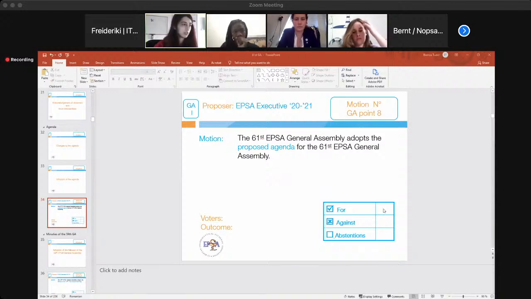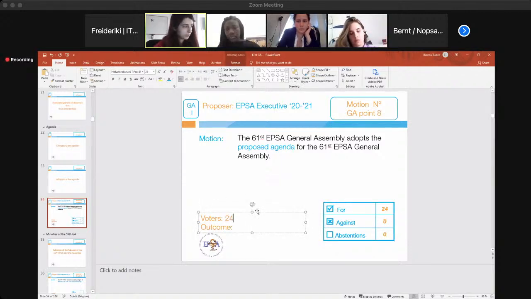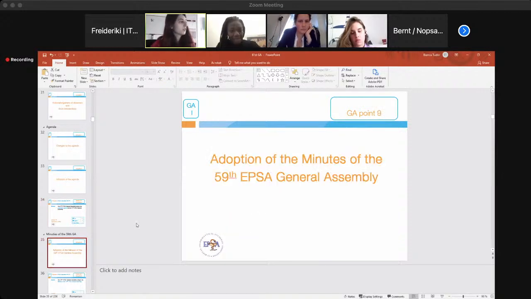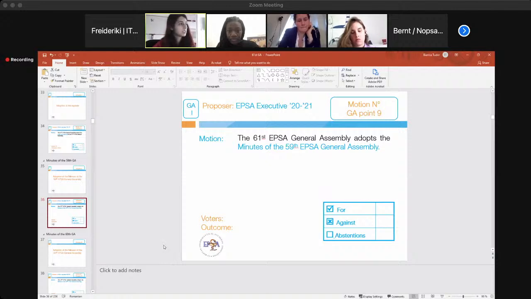Thank you. We have 24 votes for, none against, no abstention. Motion was carried. Now we can move on to the next point on the agenda, adoption of the minutes of the 59th EPSA General Assembly. The 61st EPSA General Assembly adopts the minutes of the 59th EPSA General Assembly. I open the floor for discussion.